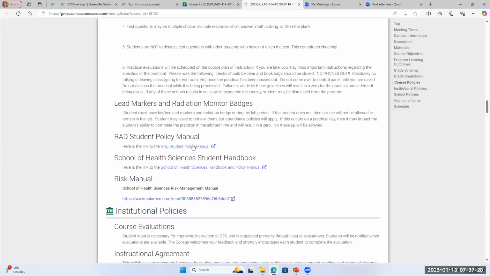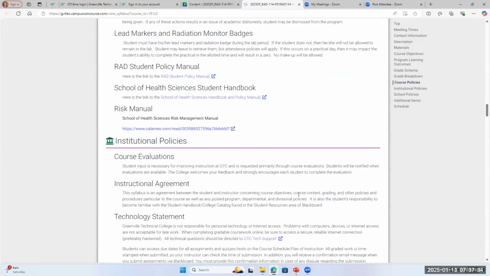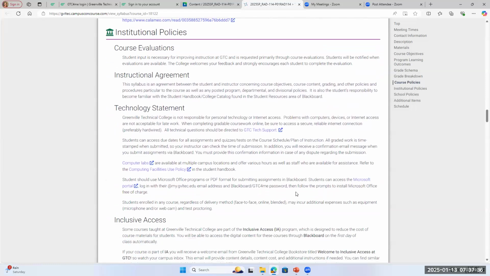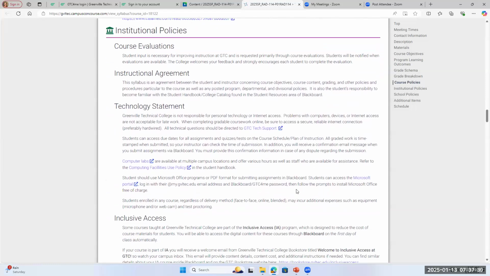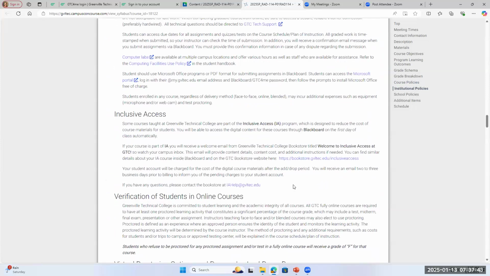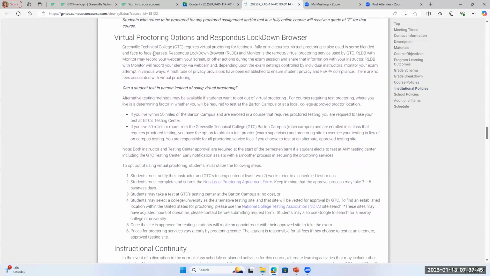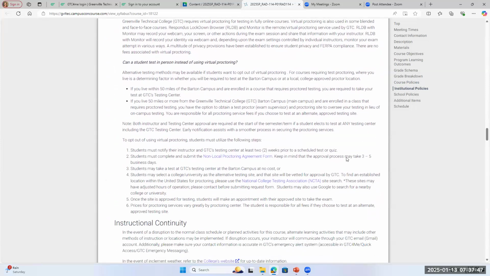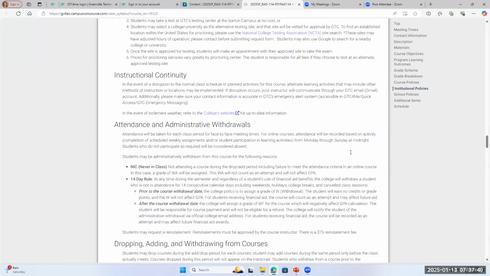Here's the link to the policy manual, the health sciences handbook, and the risk manual if you have need of that. I'm not going to sit here and read all these institutional policies. They are here for easy access for you. This again talks about testing with Respondus Lockdown Browser, which is what we use.